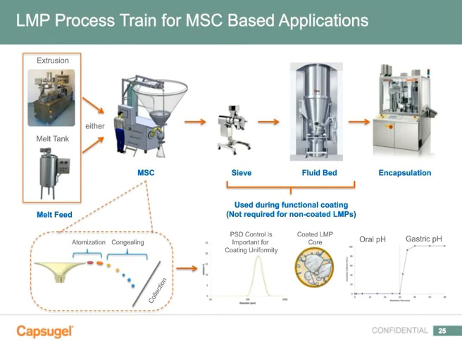I want to hit real quickly on the LNP process train here. It starts off with either extrusion or a melt tank. Essentially the lipid excipients and the API are mixed together in a blend and then run through an extruder. The extruder does two things: it heats up the excipients and melts them, and it also provides mixing. And so you have a well-mixed system.